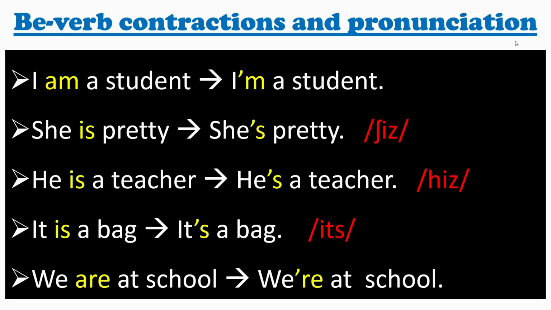He is a teacher can be written as he's a teacher. Here the pronunciation is he's. He's. He's a teacher. It is a bag. It can be written as it's a bag. It can be pronounced as it's. It's. It's a bag. We are at school can be written as we're at school.